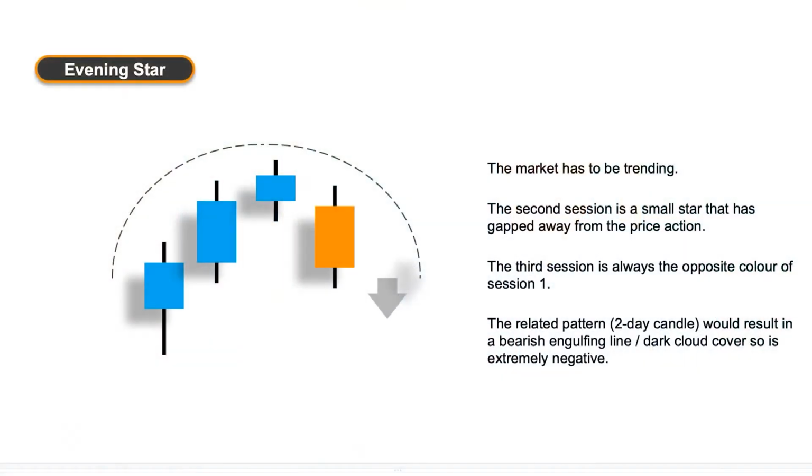Next formation is the evening star. So the opposite to the morning is that this appears at the top of a trend. So exactly the same in the sense that it's a small candle with a very small real body, and it appears at the top of a particular trend market.